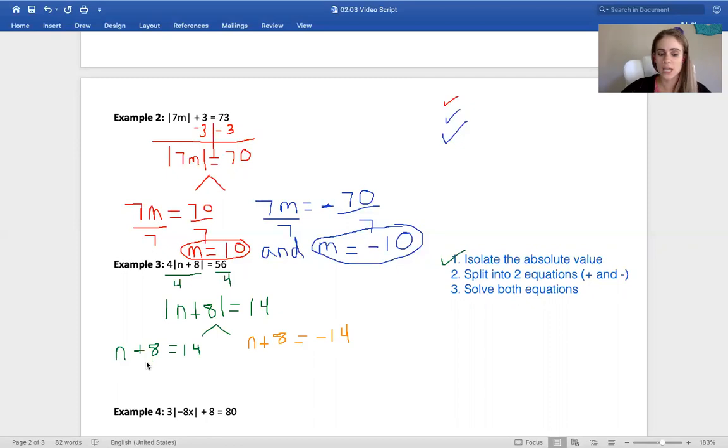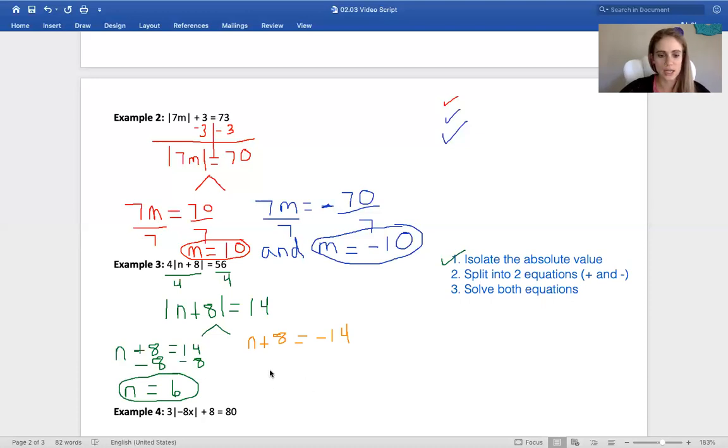So n plus 8, what's the inverse of addition? Subtraction. We'll subtract 8 from both sides, bring down our n. 8 minus 8 is 0, so that eliminated just like I had hoped. 14 minus 8 is 6. My variable is by itself, so 6 is one possible value, one possible solution.